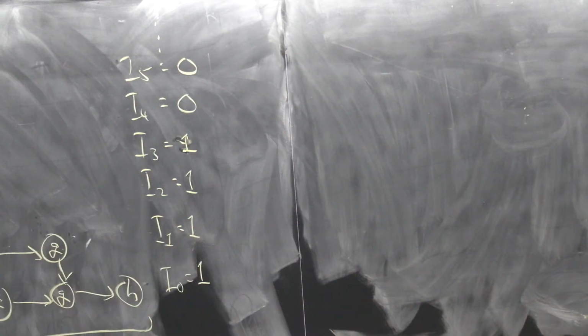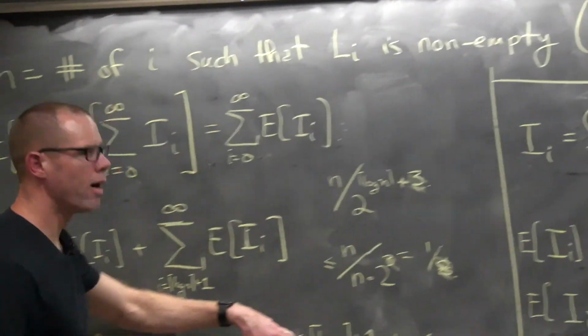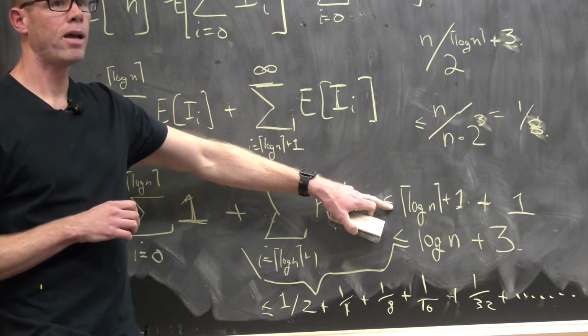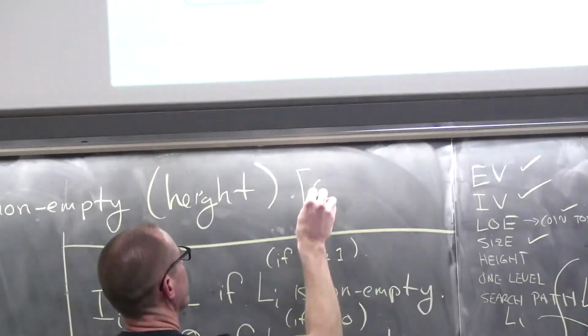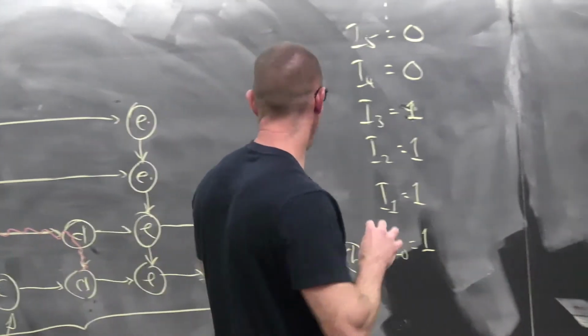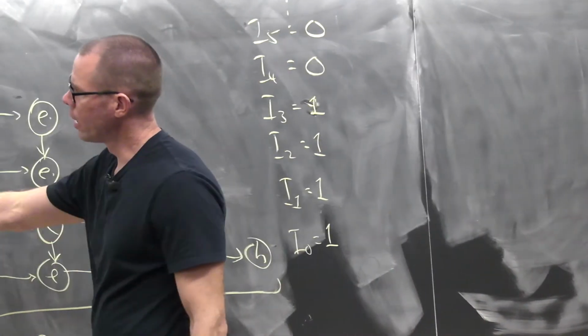Because there was a ceiling on the log n, and so we just used that. Okay, so we want to know this number of steps to the left.